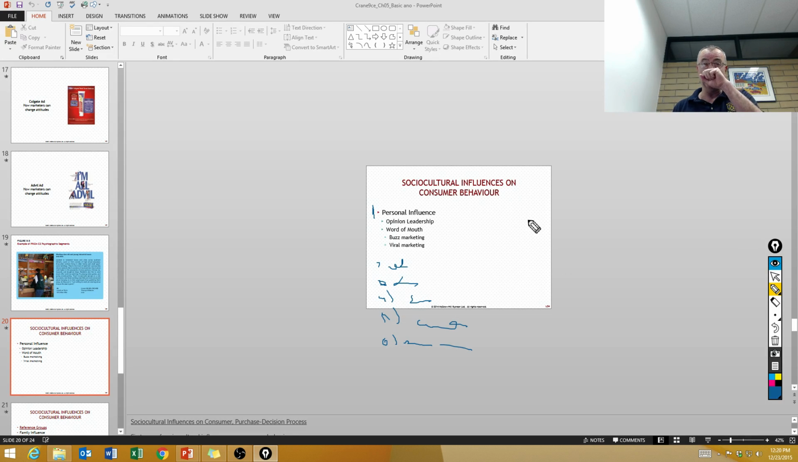So the first influence is personal influence, and we have 2 aspects. One is opinion leadership, and the other is word of mouth. Opinion leadership is where the marketer uses a well-known personality as the pitch man or pitch person for the product. The person appears to be knowledgeable about the product, and we, the consumers, follow the lead of the leader's consumption pattern. We see this in the media and advertising all the time.